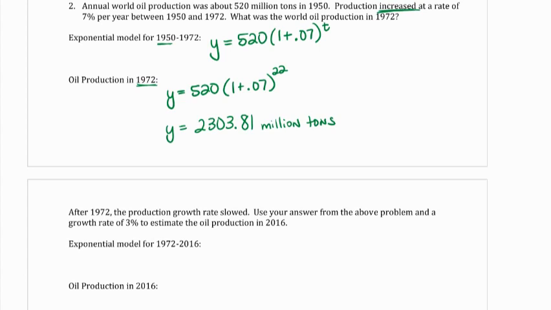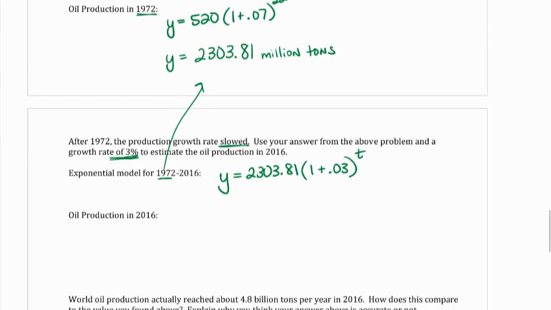After 1972, the production growth rate slowed. So now our growth rate changed. I'm going to use my answer from the previous problem, and now my growth rate is only 3%, to see what the oil production might be in 2016. Same idea, but we've got a different model. We're starting in 1972, so that would be my answer from the previous problem, 2303.81. And now my growth rate is 3%, so 1 plus 0.03 to the t.